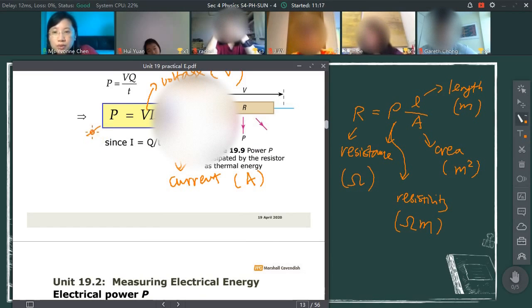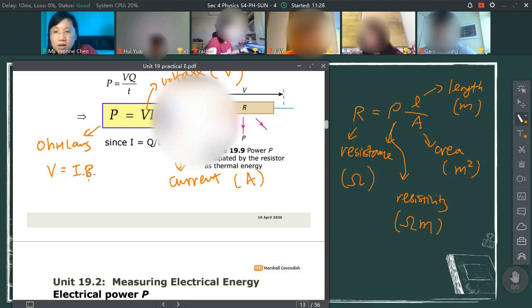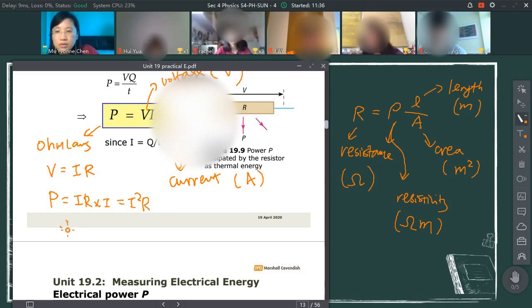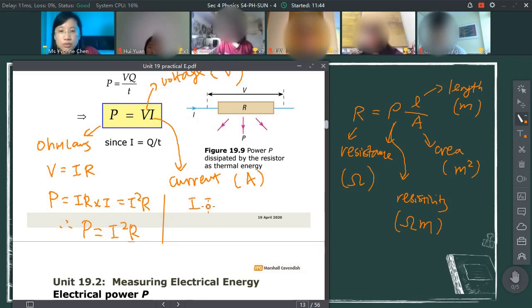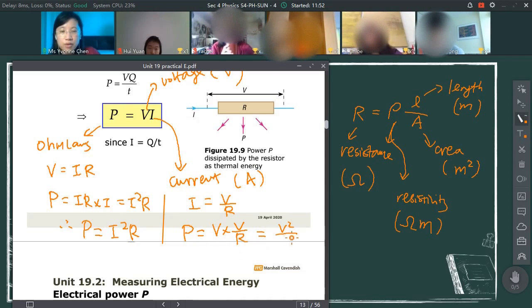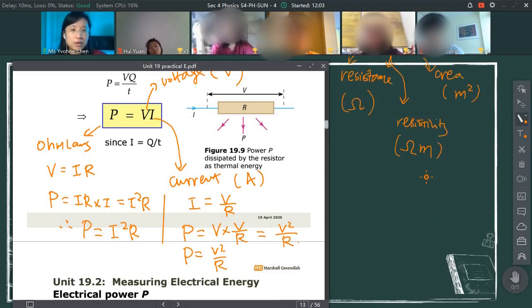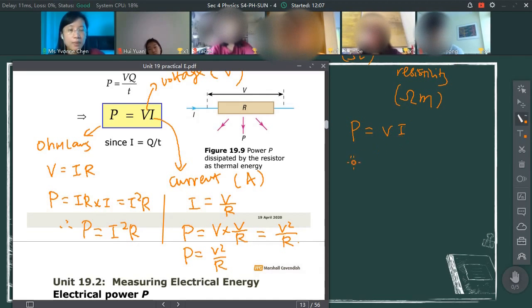We can use Ohm's law to derive V equals IR, right? So power equals IR times I, equals I square R. So this is one of the important formulas. The other one is you can use I equals V divided by R to derive power equals V times V over R, which is V square over R. So you can use either this formula or this formula. These are equally important. I'll write down here the important formulas. Power equals V times I. Power equals I square R. Power equals V square divided by R.